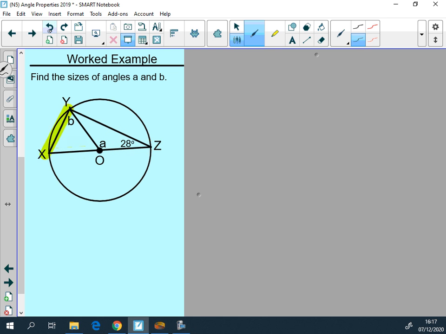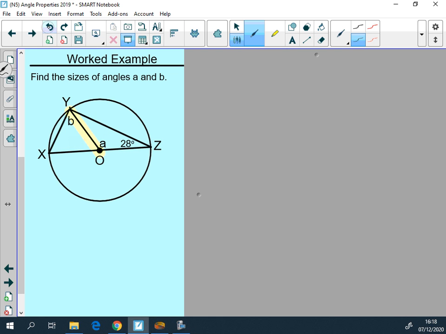Now, there's other things going on here. I can see that's the radius, there's a chord. So I've got an isosceles triangle there. So I can see that that angle B must be the same as that angle there. But that's not the only one. I can see another isosceles triangle, radius, radius, chord. So the angle here must be the same as the angle there. So there's lots of different angle properties going on in this one question.